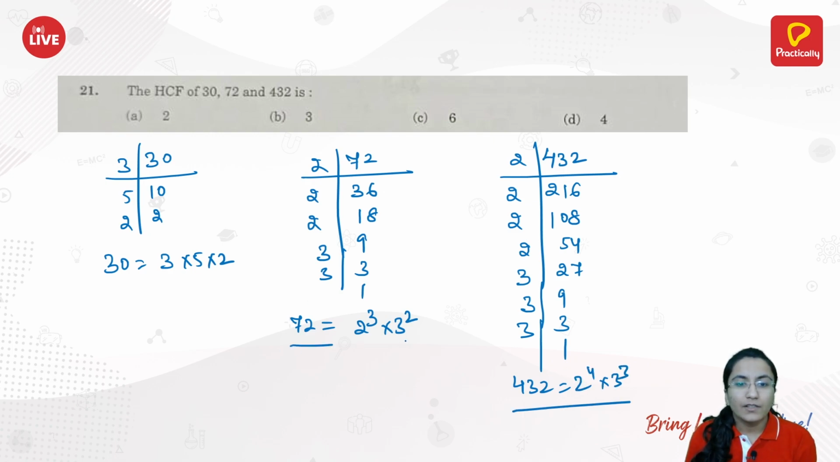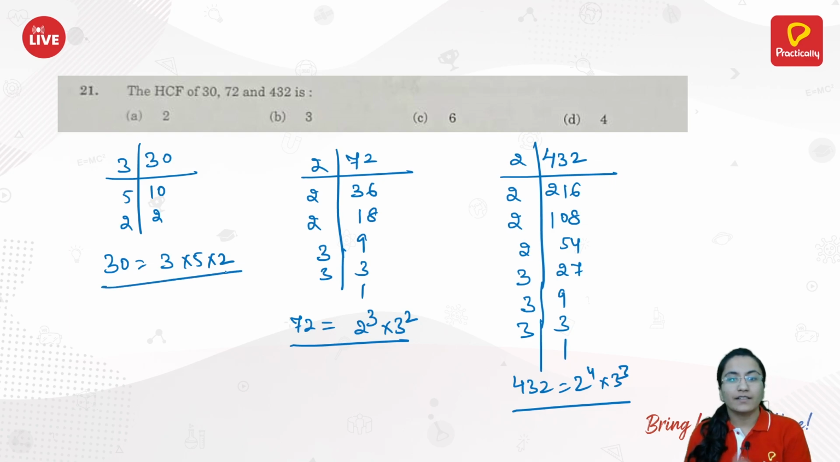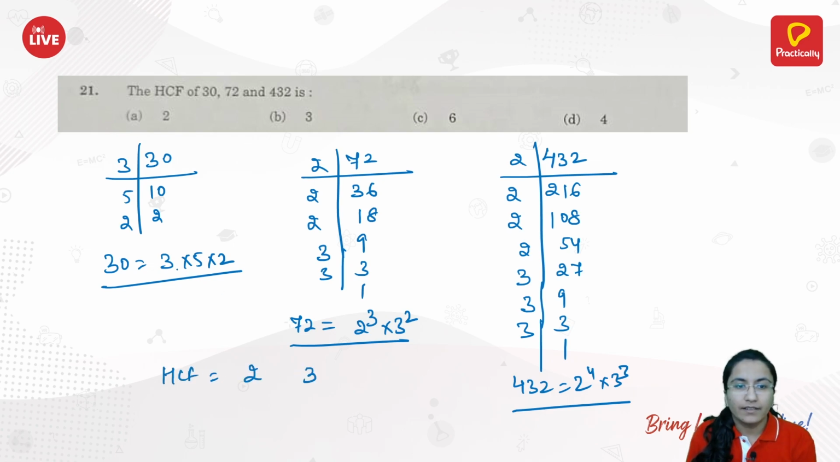Right, so we need to find the HCF first. Find the common factors you have. Common factors here in all three numbers are 2 and 3. Next, see the least power of 2 and 3 in all three. You can see that 1 is the least power, which is there in 30. So you have 2 raised to power 1 into 3 raised to power 1, which is 6 as the correct answer.